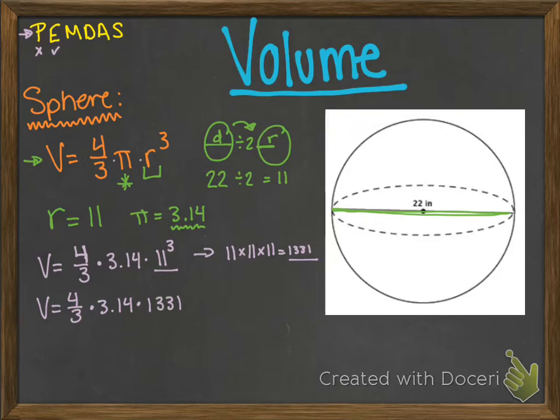Your next step in PEMDAS is to multiply. So we're going to multiply 3.14 times 1,331. So I'm going to keep rewriting it. So volume equals 4/3. And what I got when I multiplied those two together was 4,179.34.